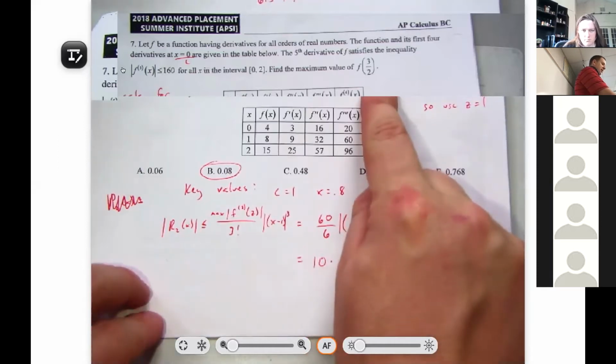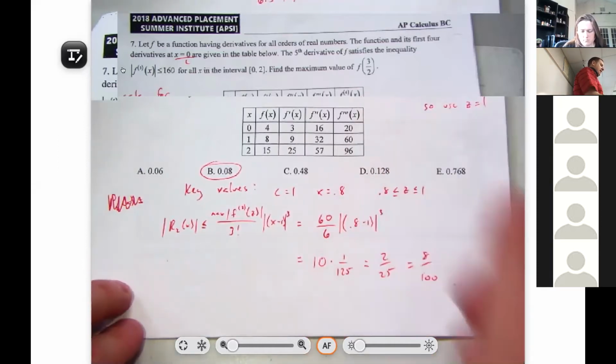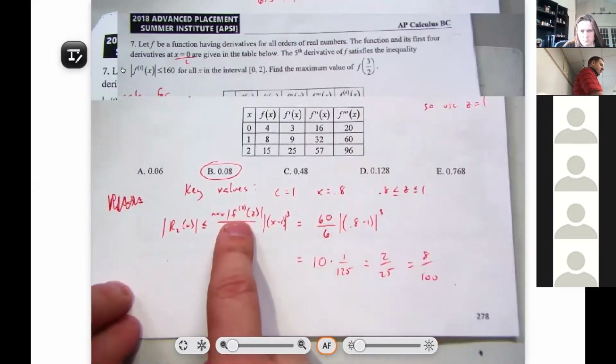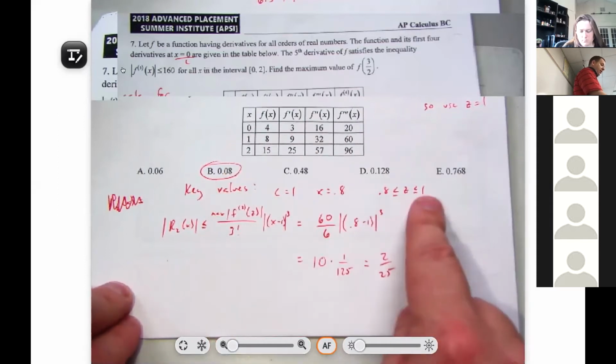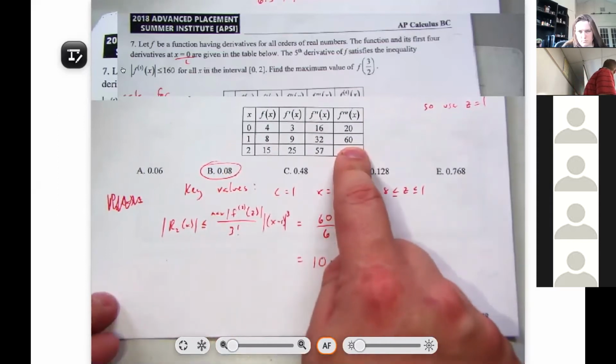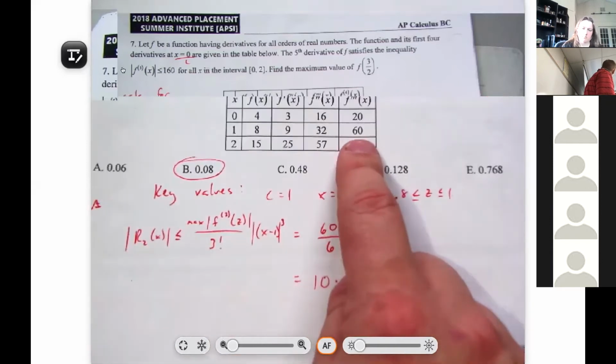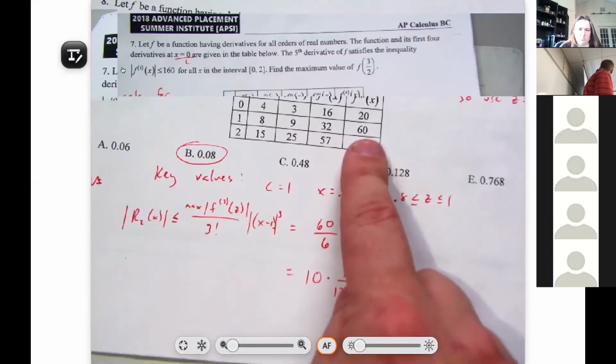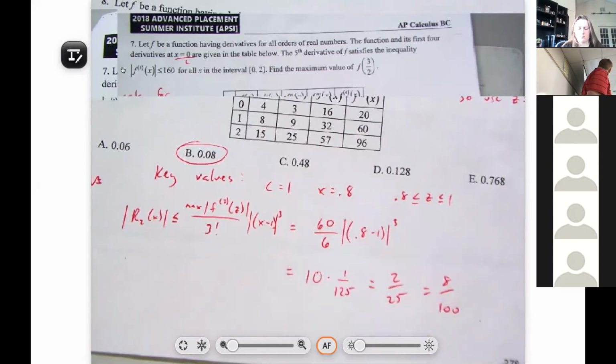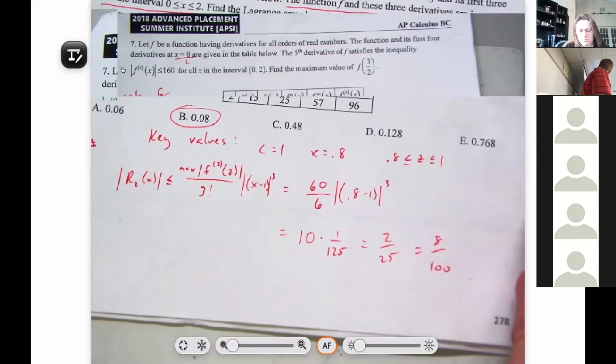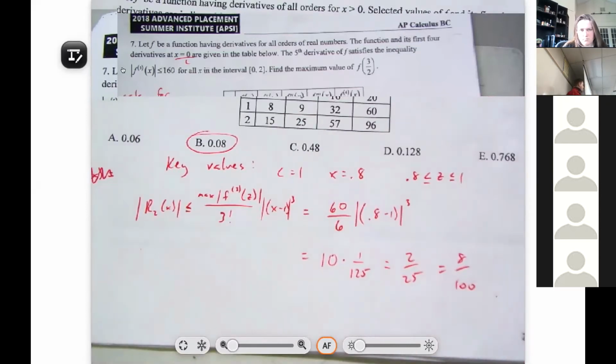Since it says the third derivatives are increasing, then that means the biggest possible derivative is going to be at 1. So this 60 value right here, the biggest the third derivative can be is when X is 1, and that's going to be 60 right there. So 0.08. Yay!